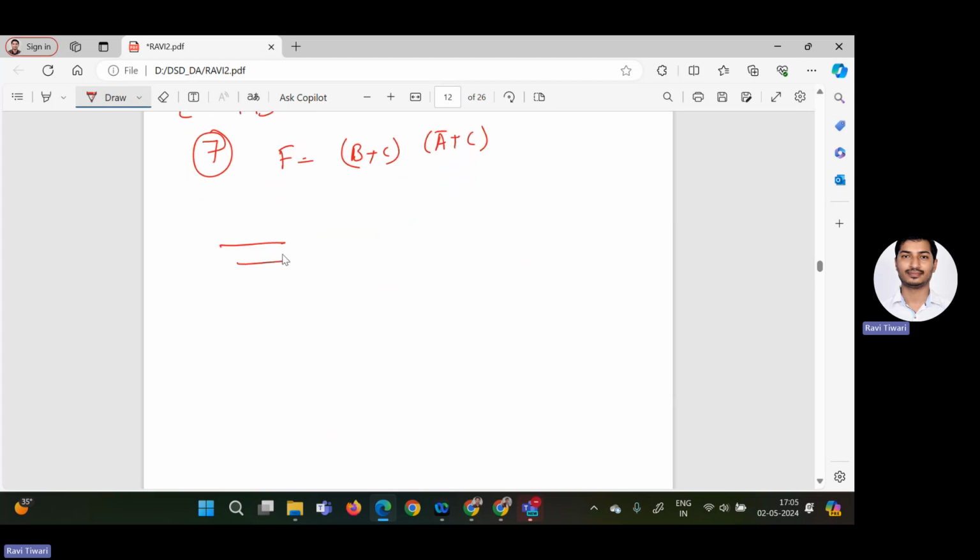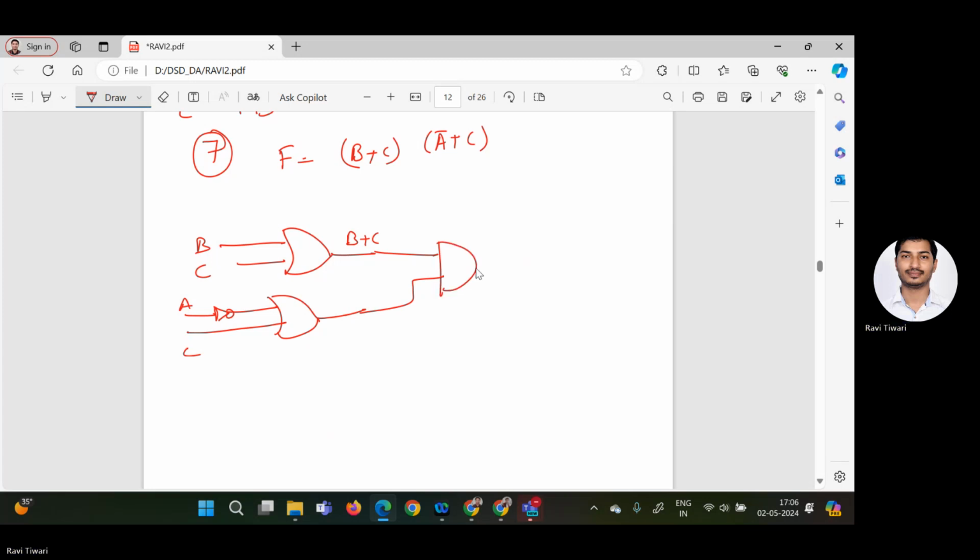So that is given to the OR gate like this. This is B, this is C. Here you will get B plus C. After this also you have to use one OR gate. Here you provide one NOT gate for A and this is C. Now you give it to the AND gate like this. That will give the value of function F.